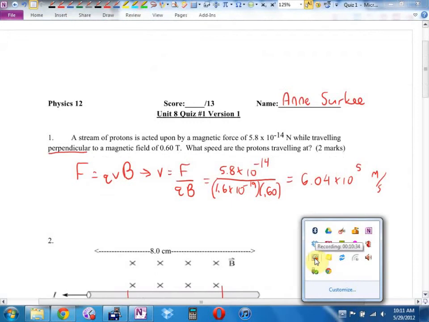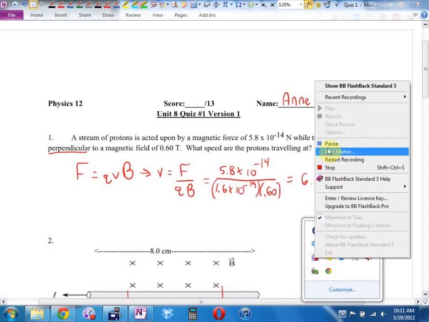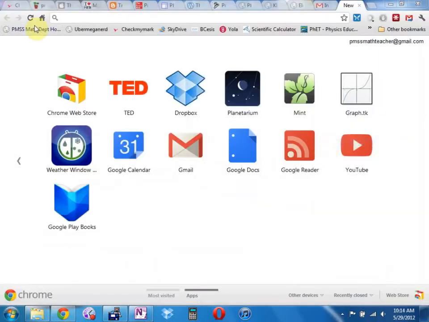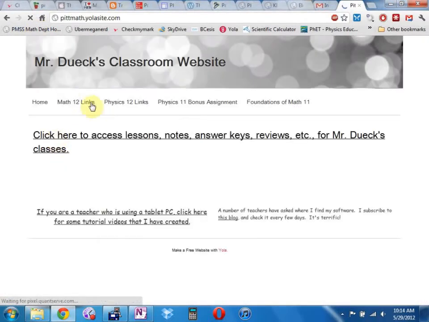However, I don't want to collect the quizzes. I want you to have these to study from. So if you could have the person on the end of each row write their score on a piece of paper. Just a little reminder, if you go to my website, pitmath.com, click on Physics 12 links. Joel, you want to watch this, please, my friend?